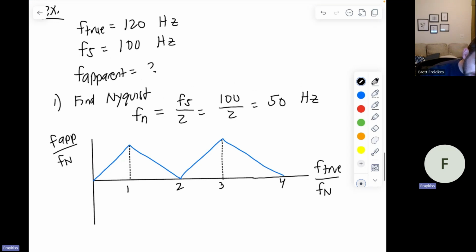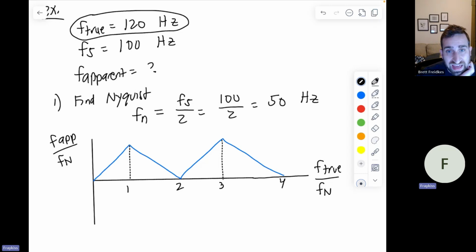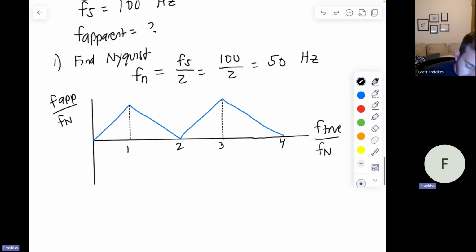So first off, we ask ourselves, is this true signal being sampled at least double? And the answer is no. We're sampling at 100. So we would have to sample at least 200. Or sorry, not 200. I need to sample at least double this. I need to sample at 240 to do that. We're sampling too slowly at 100 hertz. So that means we're going to alias. So let's figure out what that's going to be.